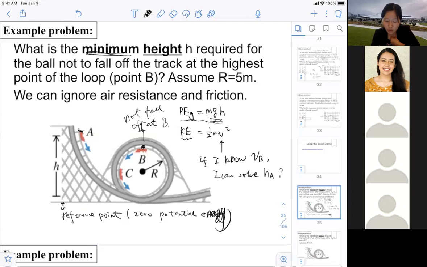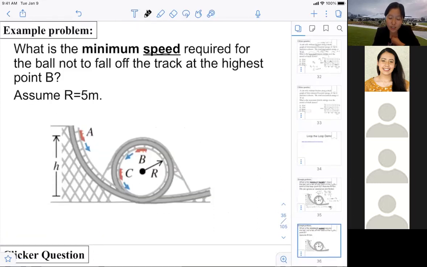What do we want to do? We want to say, okay, if I can find the speed required at point B for it to not fall off, then I can convert that minimum speed required to the minimum height required at point A. So I sort of switch the problem to a sub-question. Let's find the speed first, and then we can find what the height is at point A. We have solved this at the very end of the Newton's second law chapter. We have solved for the velocity you need at the highest point of the loop in order for the object not to fall off the track. Do you still remember how we did it?